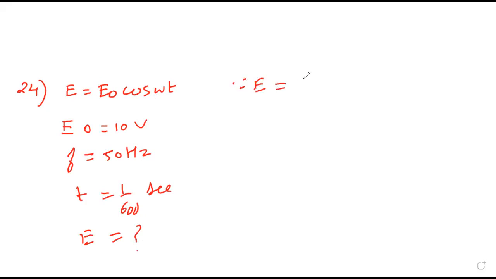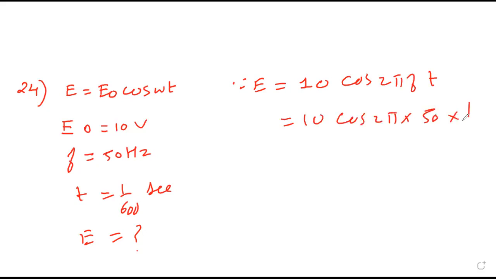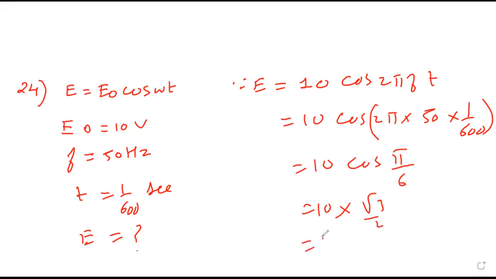So E is E naught, which is 10 cos of 2 pi into frequency into time, 10 times cos of 2 pi 50 into 1/600, that is 10 times cos of pi by 6. Cos pi by 6 means cos 30, which is root 3 by 2, 5 root 3 volt. Check option 5 root 3. Yes, B option.